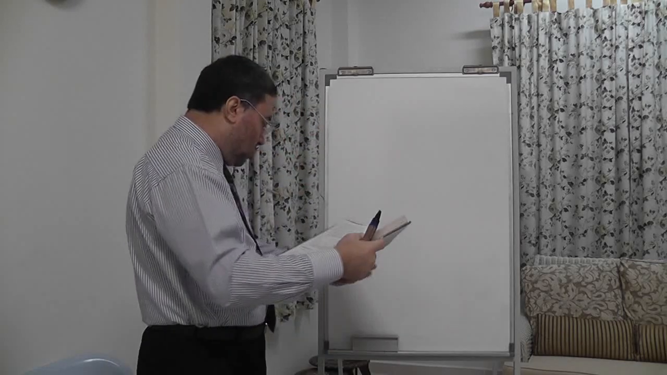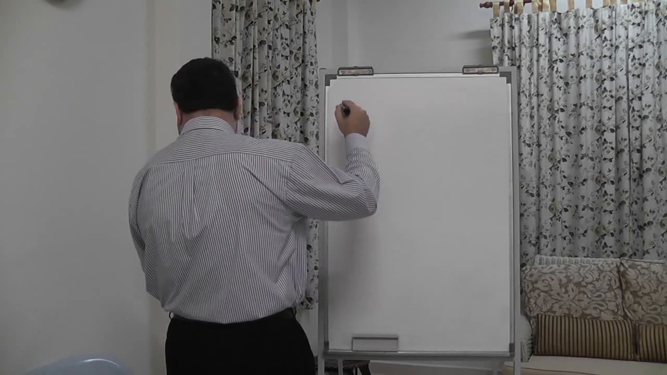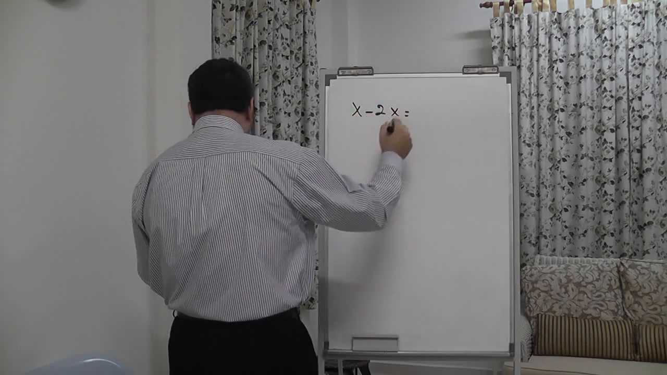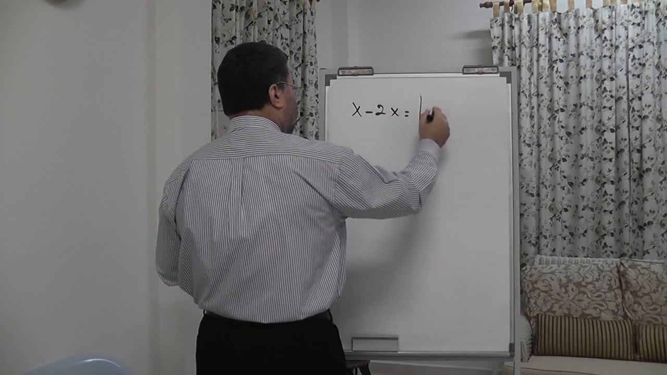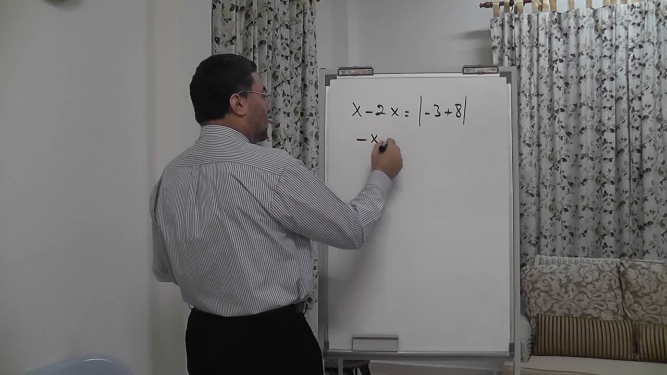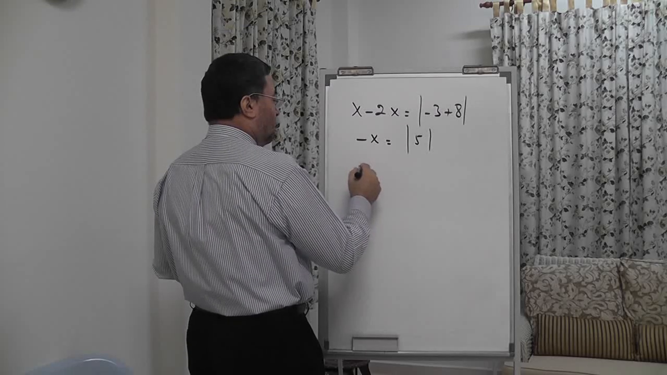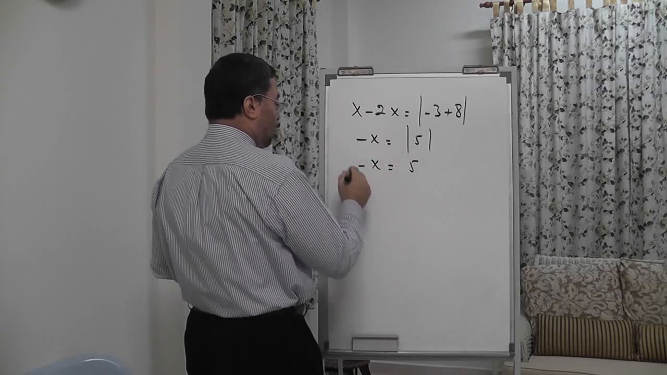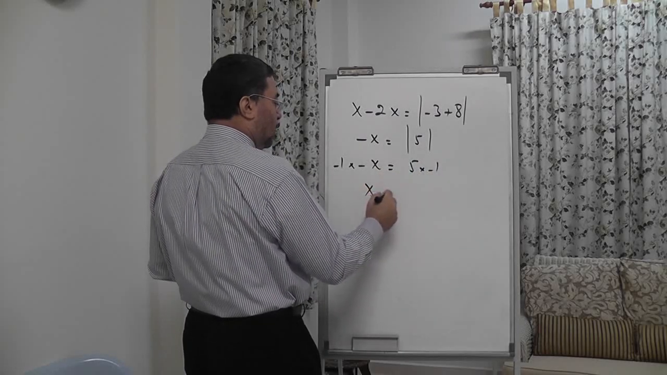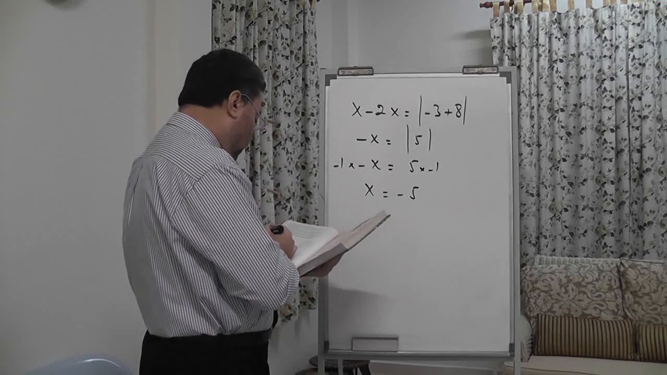Now we go to number 54, solve. x minus 2x, absolute value of minus 3 plus 8. On this side we get minus x is equal to the absolute value of 5. So minus x is equal to 5. We multiply both sides by minus 1. And on this side we get x is equal to minus 5. Number 55.